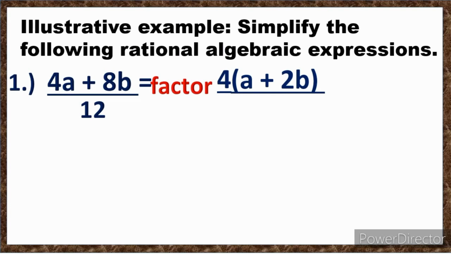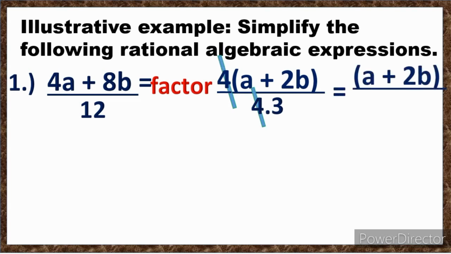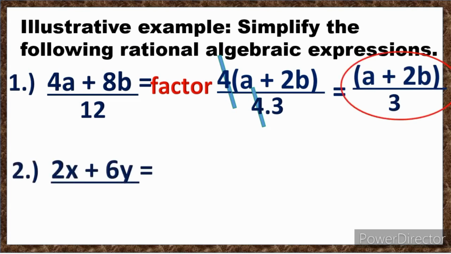For the denominator, we factor 12. The factor of 12 is 4 times 3. And then the next step is to cancel out the common. Okay, 4 divided by 4 is 1, or we can cancel 4. And now the final answer is a plus 2b over 3. Okay, next, let's have another example, number 2.